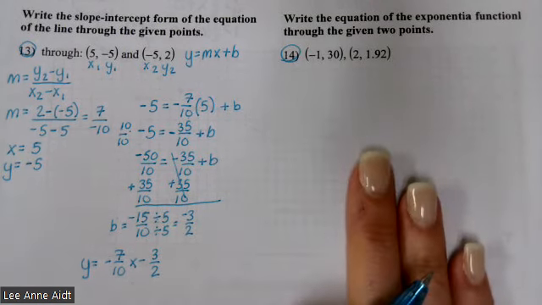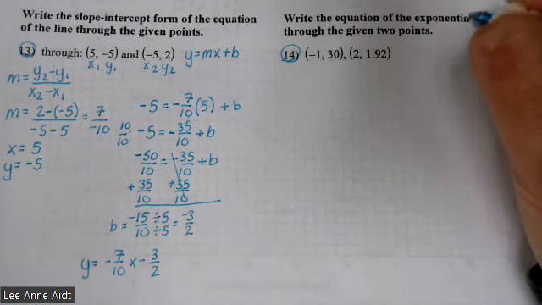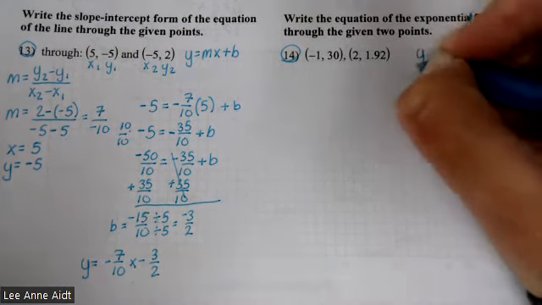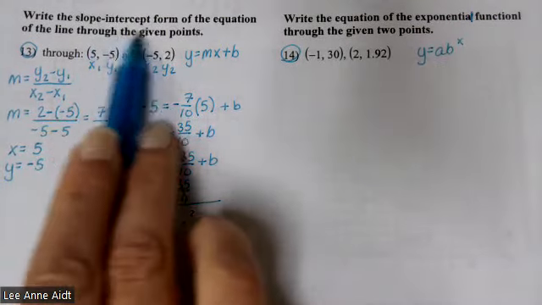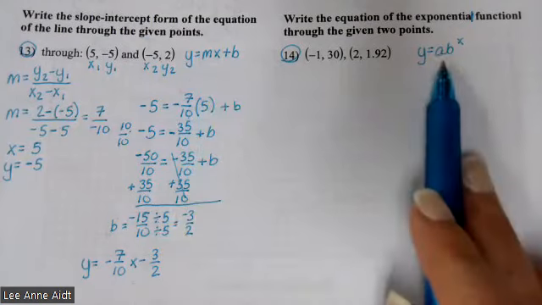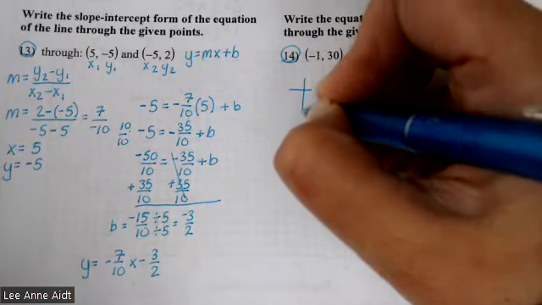But this is on your quiz today. So find the equation of the exponential. It should say exponential, and that is y equals ab to the x. So you see slope-intercept form, mx plus b, exponential, ab to the x. We do this with a table.